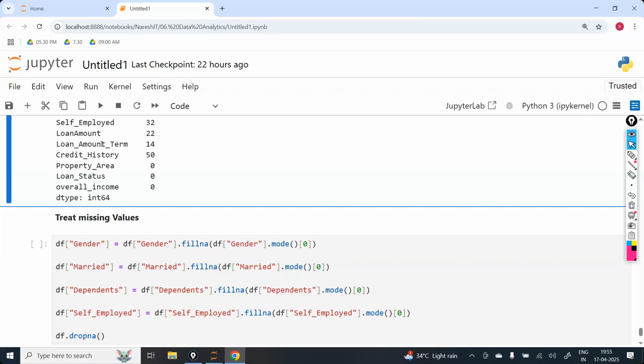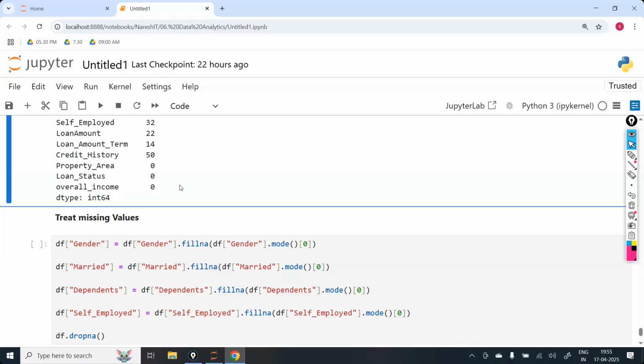So loan amount and loan amount term along with the credit history, overall income and property area, these four are going to be the major things in the loan data. There we can't take the risk. Is the point clear?